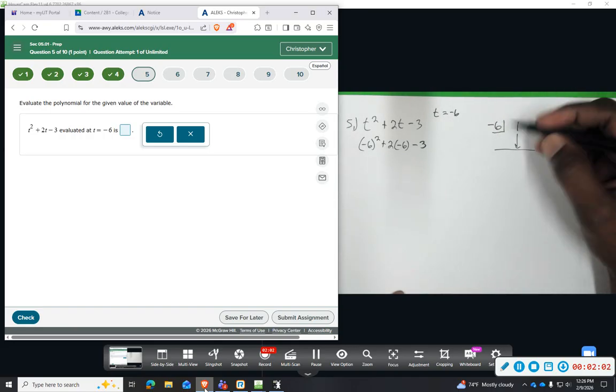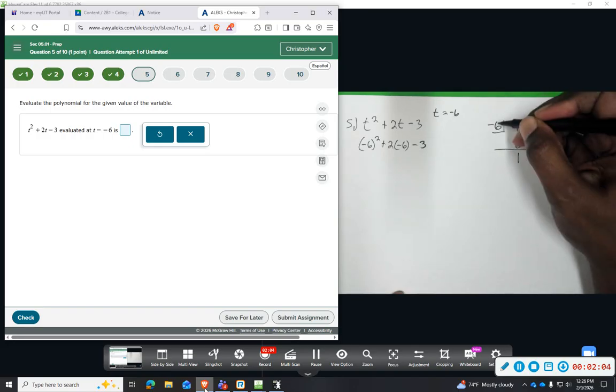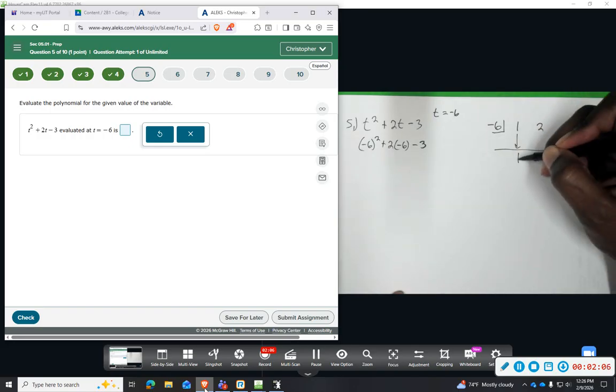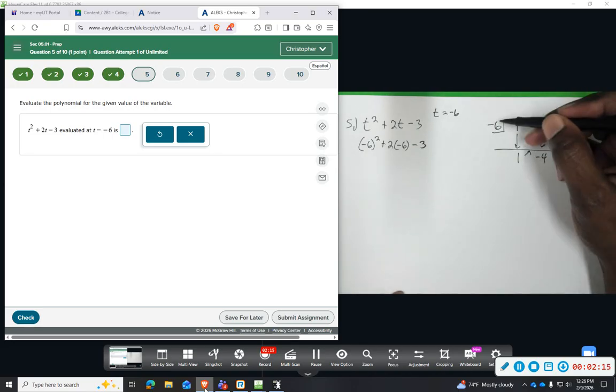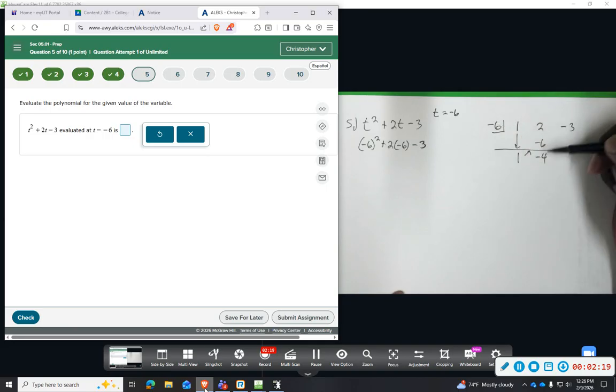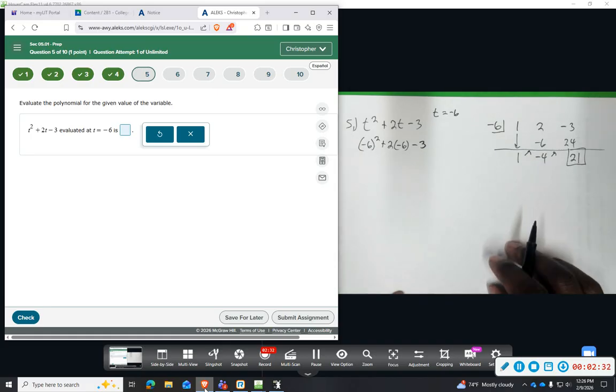So you bring that first number straight down, 1. -6 times 1, you write the answer up here. That's a -6, and then you combine. So a positive 2 and -6, you get -4. Every time you go below the line, you multiply. -6 times -4, write the answer up here, is a positive 24, and then you combine again. Positive 24 minus 3 gives you 21. This is our answer, 21.